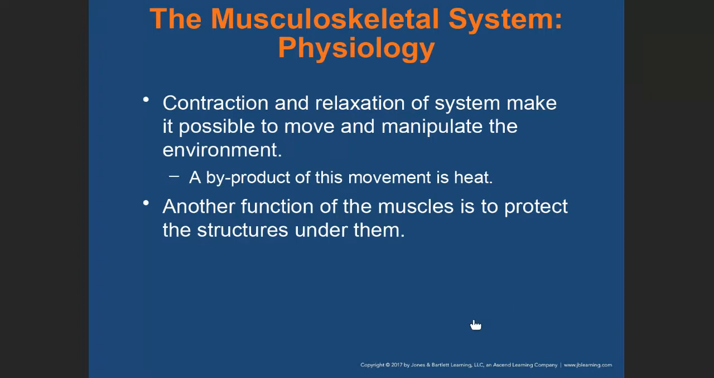Now, musculoskeletal system physiology. The actual physiology of the muscles and how they work is very complicated, but we're not going to get very technical with that. We're going to keep it simple. Contraction and relaxation of muscles make it possible to move and manipulate the environment. So muscles work together. They work as synergists and they work as antagonists.